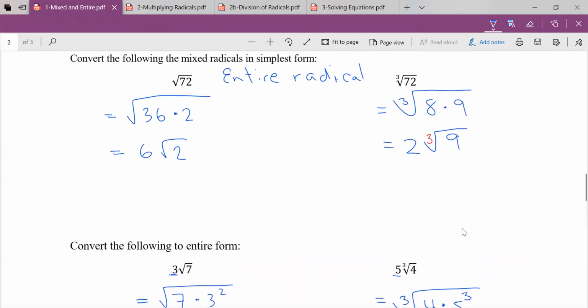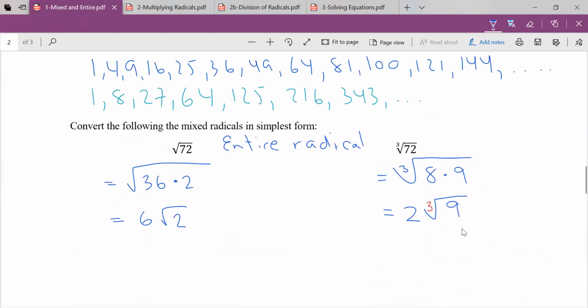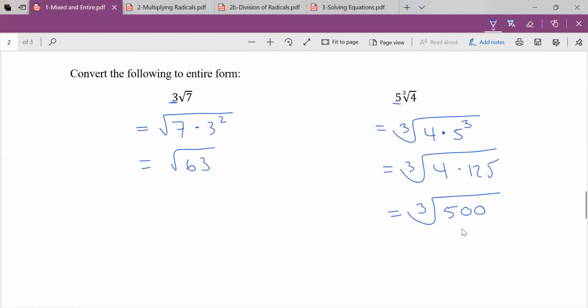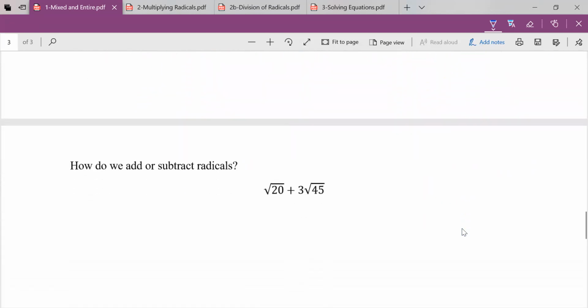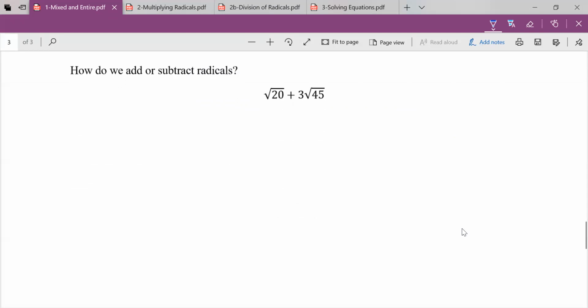Okay, so going to entire isn't as important. It's the other one here, converting to mixed. This is much more important. The reason why this is more important is this is putting us in simplest form. When we have the smallest radicand that we have, we're in simplest form. Why is it so important? Well, it's so important because that's what we need to be able to do to add or subtract radicals.